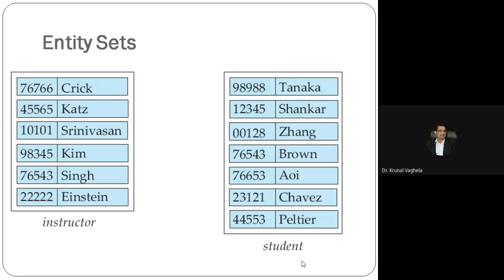Right? And what about the right side table? Student ID or roll number or enrollment number, whatever you call it, and student name. Right? And obviously the values, 76766, Crick, Katz, all these are values. Got my point, everyone? Entity set, attribute and value. Does anyone have any doubt?